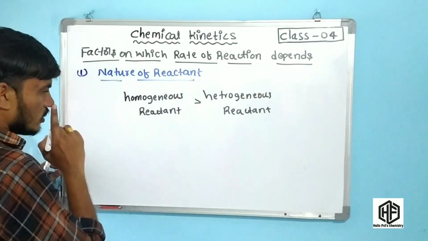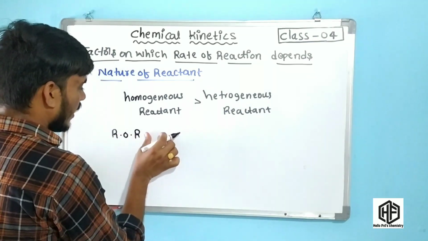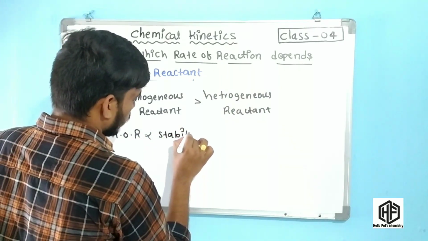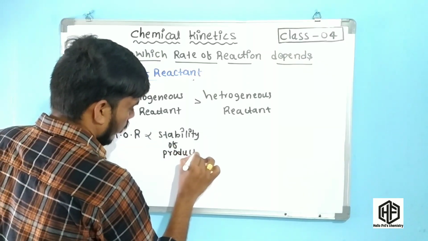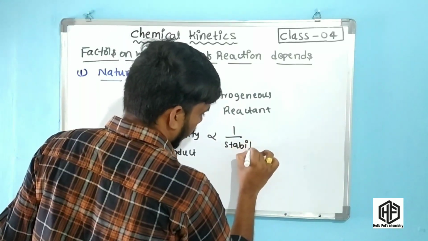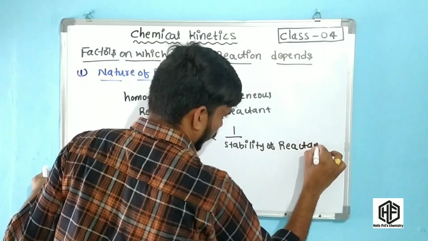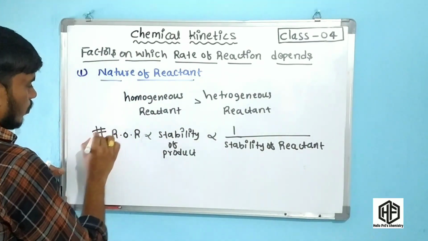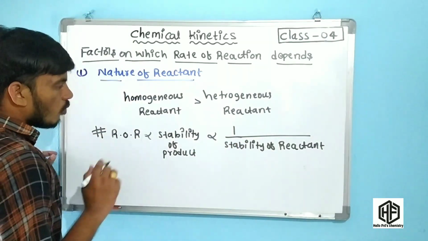Now one more important point. The rate of reaction is directly proportional to the stability of product, and the rate of reaction is inversely proportional to the stability of reactant. Rate of reaction is directly proportional to the stability of product and inversely proportional to the stability of reactants.